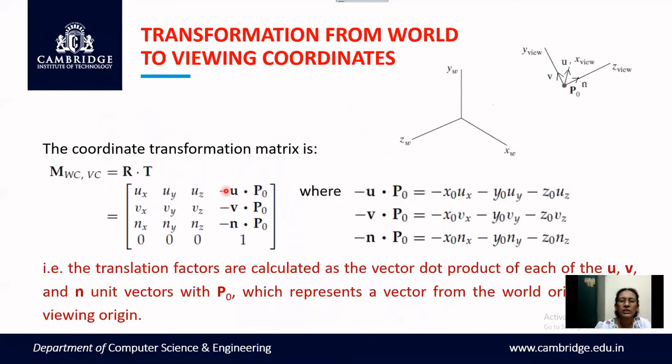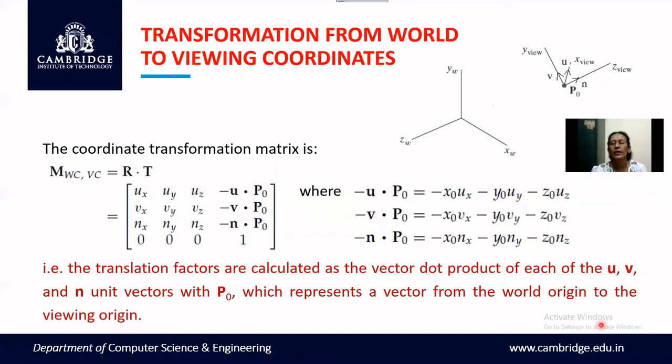These are the translation factors that you get in any transformation matrix. That is what we have seen. So the translation factor Tx is given by minus u dot p naught. The y translation factor is given by minus v dot p naught, and the z translation factor is given by minus n dot p naught. So the translation factors are calculated as the vector dot product of each of the u, v, and n unit vectors with p naught.